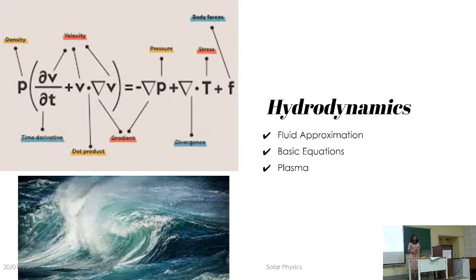First is fluid approximation. What can be considered a fluid, when can we apply fluid dynamics to it, and what are the basic equations governing it, and about plasma. Plasma, that's what we need ultimately. The aim of this is to see how plasma responds to the external situation, the external environment.